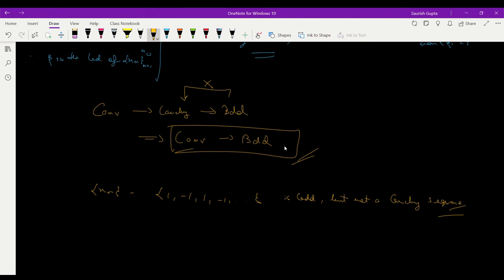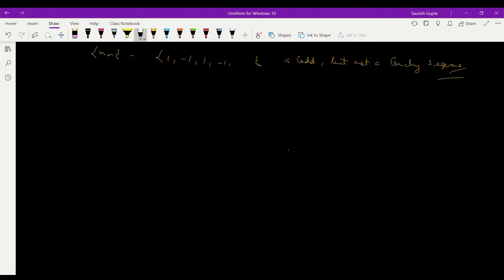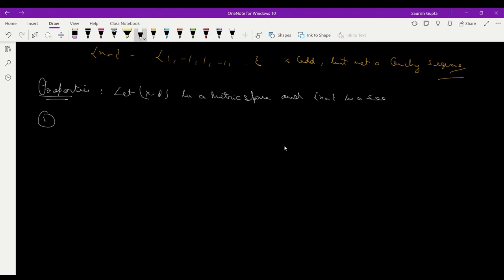Let me give you two more properties related to sequences, and then from the next lecture we will start with complete metric spaces. Property number 1. Let (X, d) be a metric space and xn be a sequence in X. Then point number 1: xn converges to x implies every subsequence of xn also converges to x.